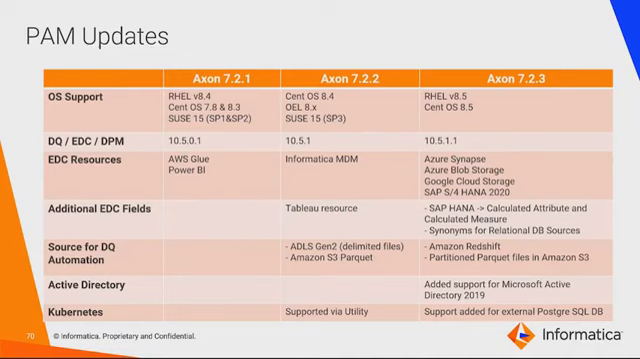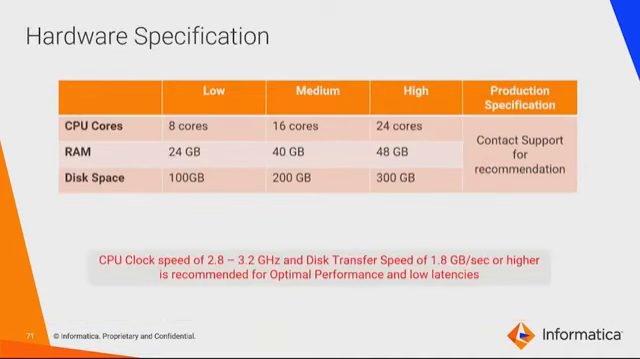So this was a quick update on the PAM. From the hardware specification point of view, it remains the same from 7.2: low, medium, and high configurations. And for any production, I would just contact support for any details. Make a note of the CPU clock speed and the disk transfer speed, which is recommended for optimal performance. So that's the quick update on Axon Data Governance. Over to you, Ian. Thanks, everyone.